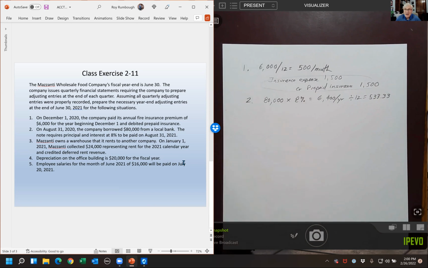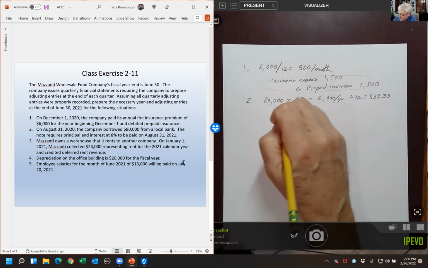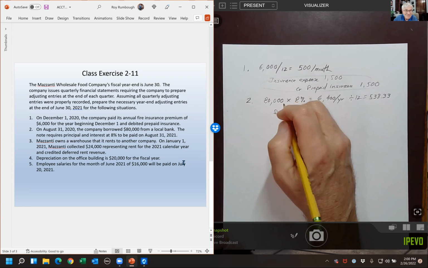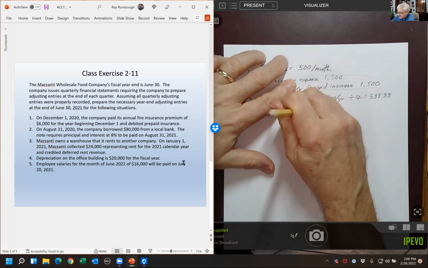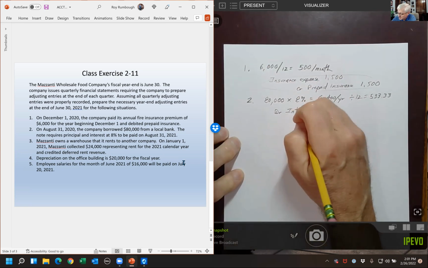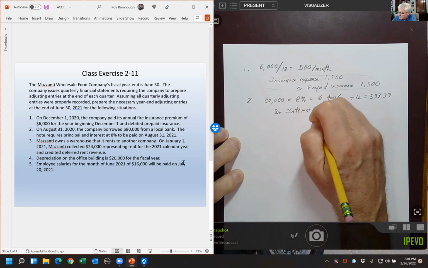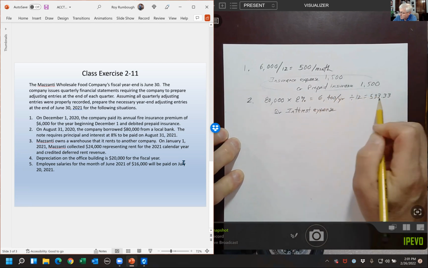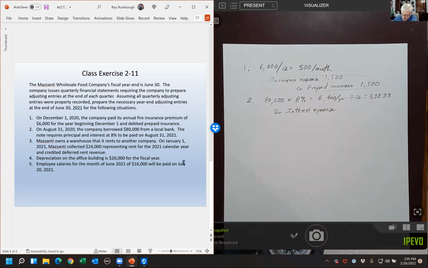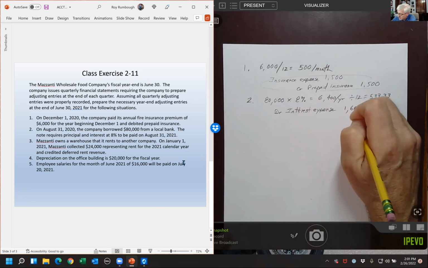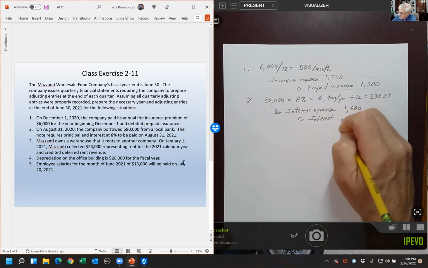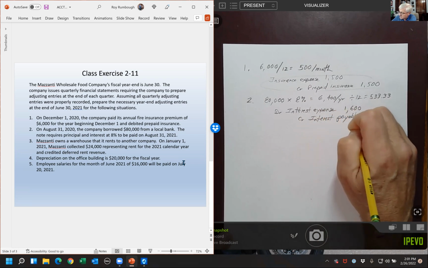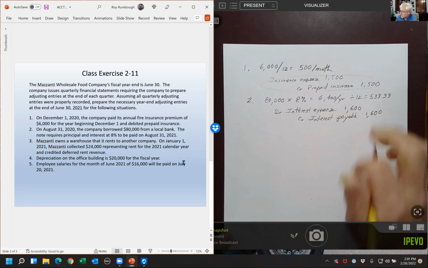All right. How many months do we need to account for? Well, since our, again, adjusting entries were done at the end of March, we're only doing 3 months. So we're going to debit interest expense, because we're using someone else's money. $533 times 3 equals 1,600. And we're going to credit our interest payable for 1,600.